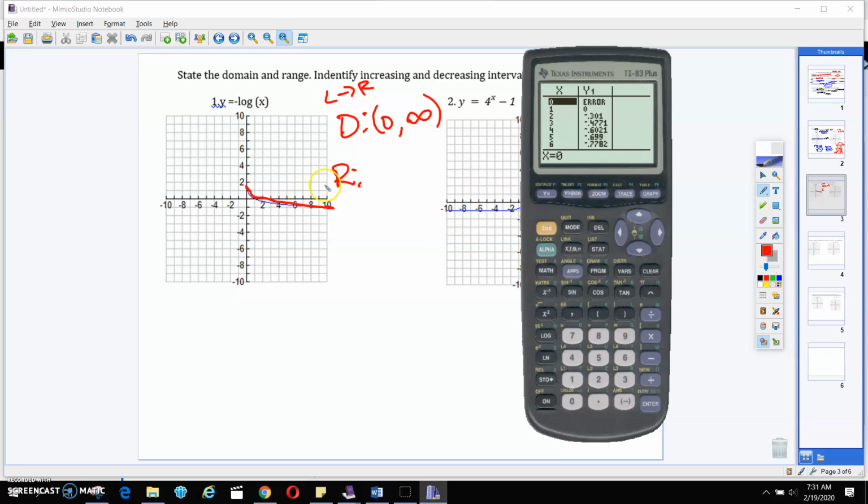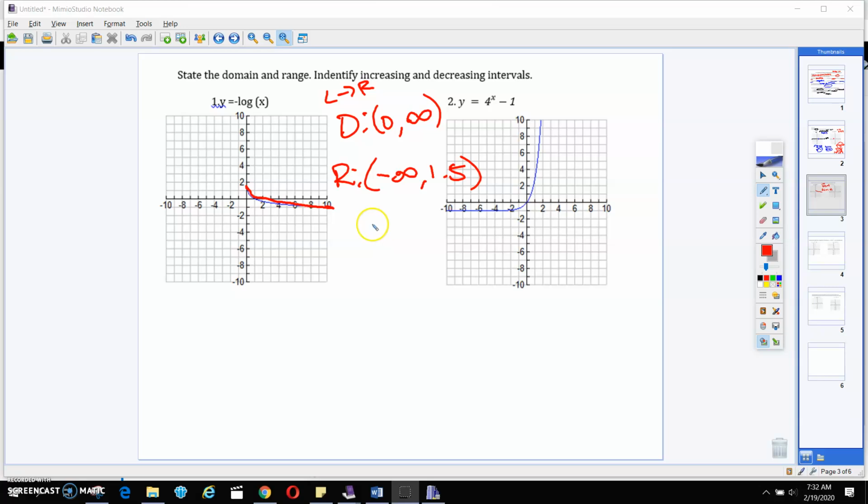Okay? So, for our range, we're going to look at our highest y value to our lowest y value. So the reason why I wrote it like this is because you want your bottommost number to be on the left-hand side and then your topmost number to be on the right-hand side. So just like what happened up here at the top, we went from 0 to positive infinity. Here we're going from negative infinity to 1.5. Questions? So your lowest number goes first to the highest.